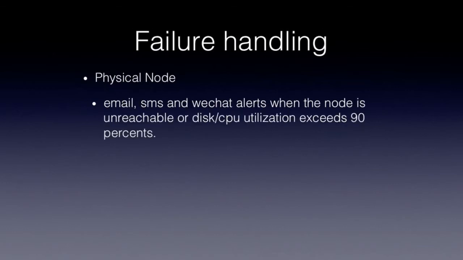Okay, the last part, failure handling, corresponding to the previous 4 parts. First, for physical node, we will send email, SMS and WeChat alerts when the node is unreachable or disk utilization or CPU utilization exceeds 90%.